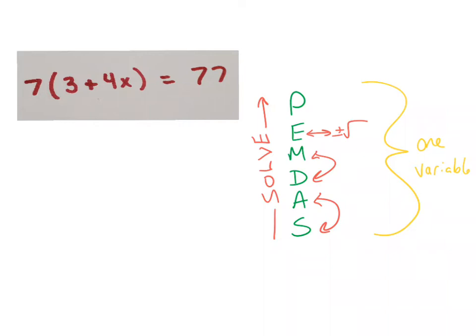So I look at this one. Alright, I don't see any subtraction. I see addition, but that addition is actually inside the parentheses, so I can't get rid of the 3. The multiplication is outside the parentheses. So I have to make the parentheses go away first. There are 2 ways to make the parentheses go away. I could use the distributive property.